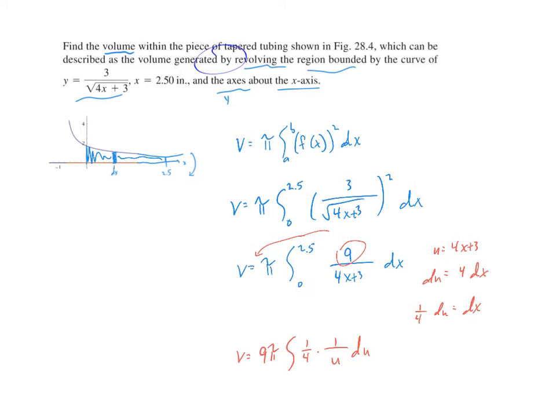Now, I have a bottom bound of 0. 4 times 0 plus 3 is 3. So I'm rewriting my bounds now. 4 times 0 plus 3, and 4 times 2.5 plus 3. 4 times 2.5 is 10, plus 3 is 13. So the new bounds of my integral are 3 and 13.